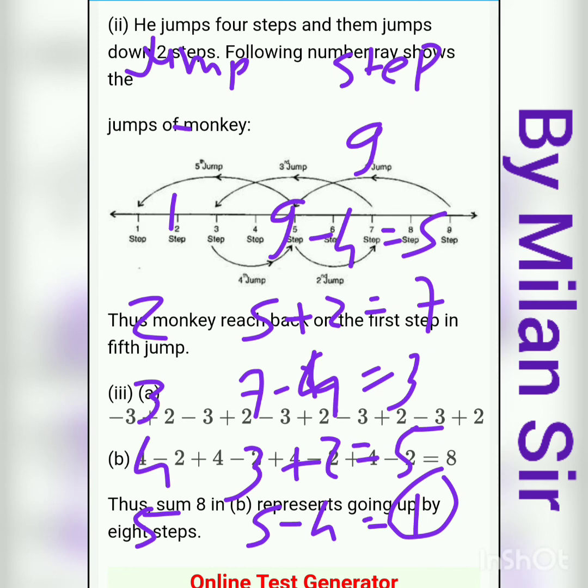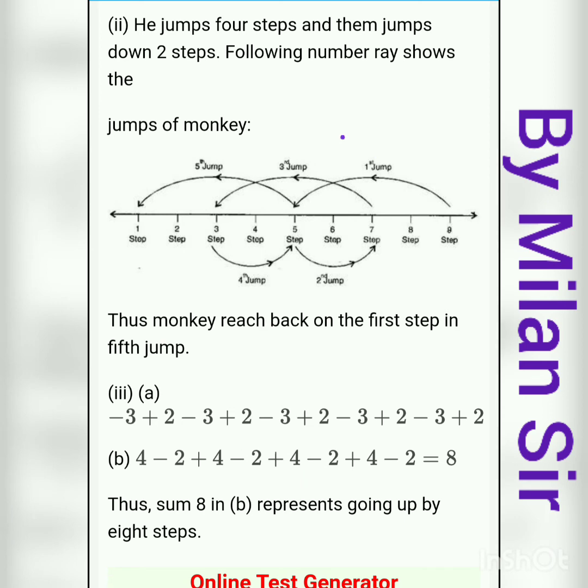That means monkey needs to reach at the first step, right? So this answer we want, that means position of step equals 1 we want. So right now how many jumps are required? Here it is 5 jumps are required. 5 jumps are required for the monkey to reach the first step. So at last we need to write this: thus monkey reaches back on the first step in fifth jump.